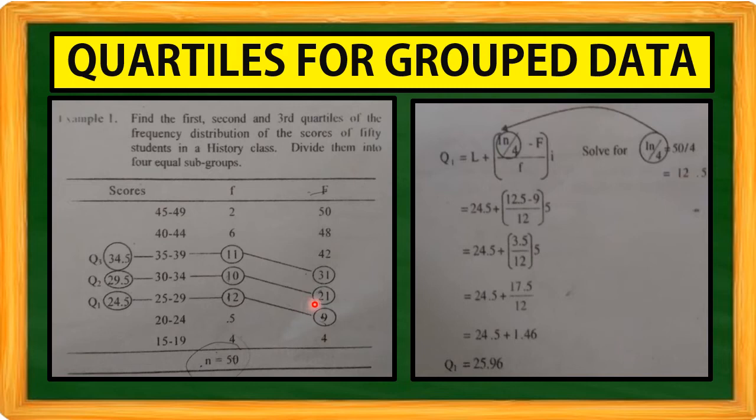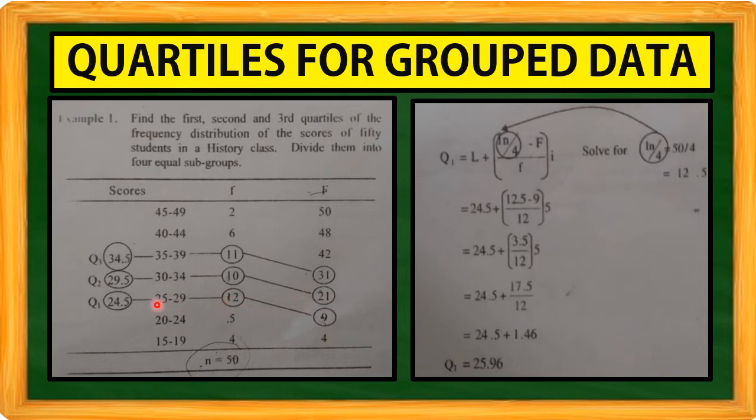So titingnan natin dito sa scores, kung saan or sa cumulative frequency kung saan nagpo-fall ang 12.5. So hindi siya sa 9. Andito siya sa 21. So ibig sabihin, since sa 21 siya nagpo-fall, ang pipiliin natin na class size is yung naka-align sa 21. So ano yung naka-align sa 21? Ito yung 25 to 29 na score.